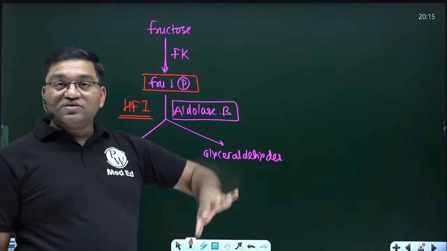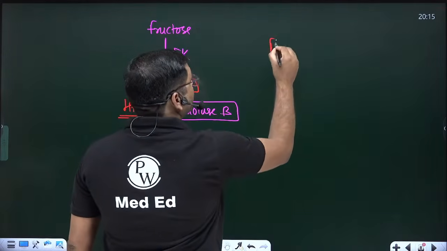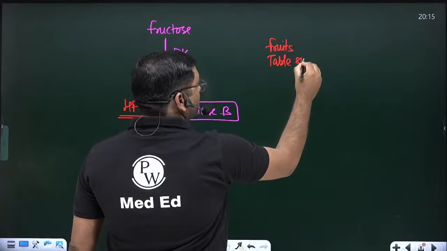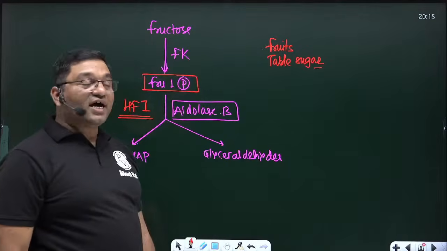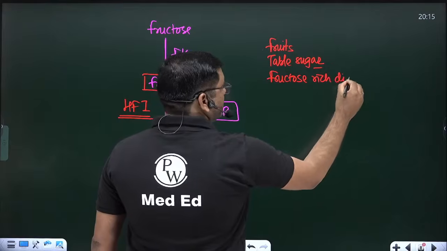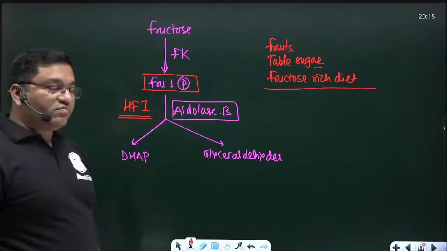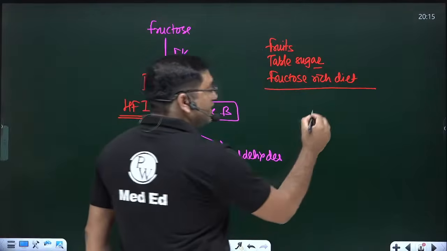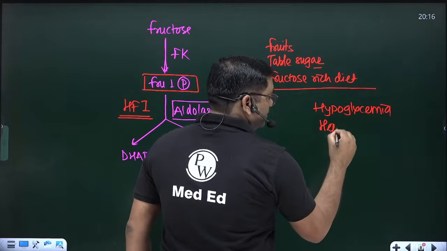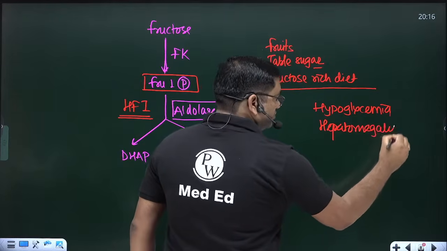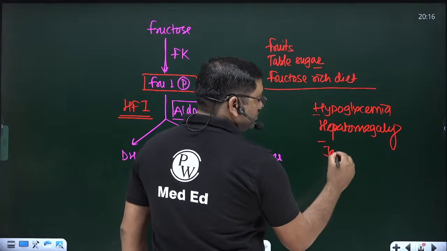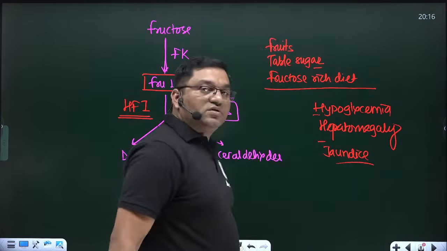But as such, this is asymptomatic when the person consumes fruits. When he consumes fructose-rich fruits, table sugar, or a fructose-rich diet, the precipitation or manifestation of these symptoms occurs in terms of hypoglycemia, hepatomegaly, then jaundice. These are the symptoms in hereditary fructose intolerance.